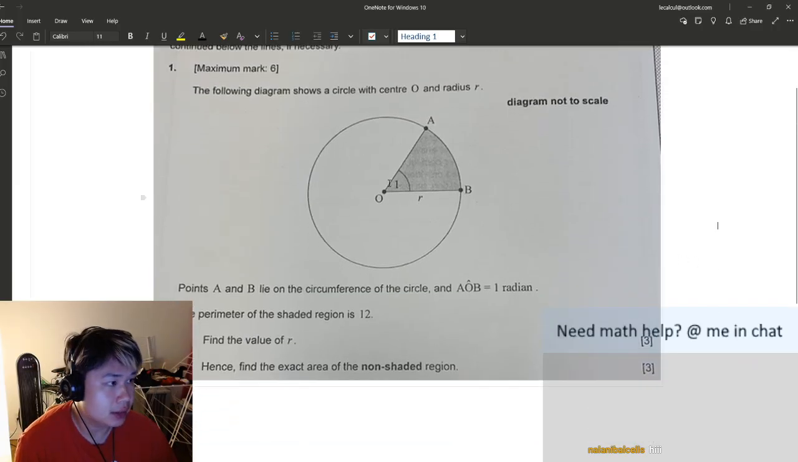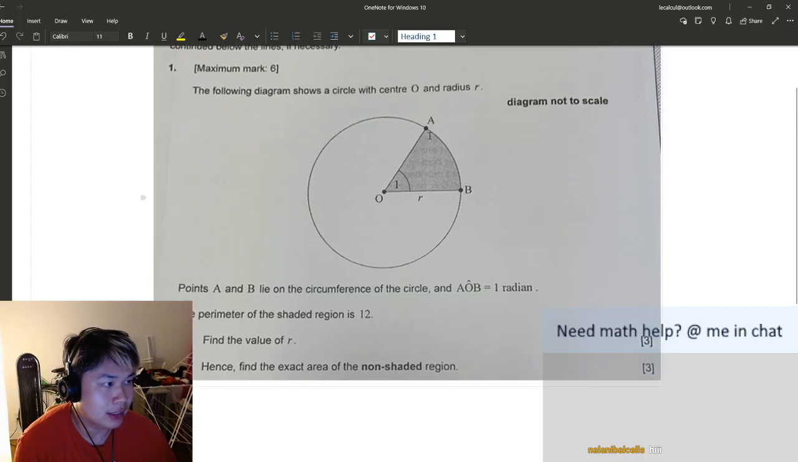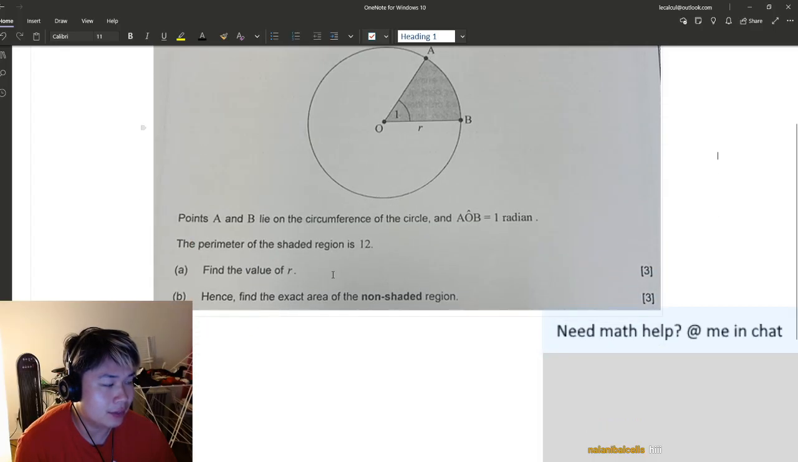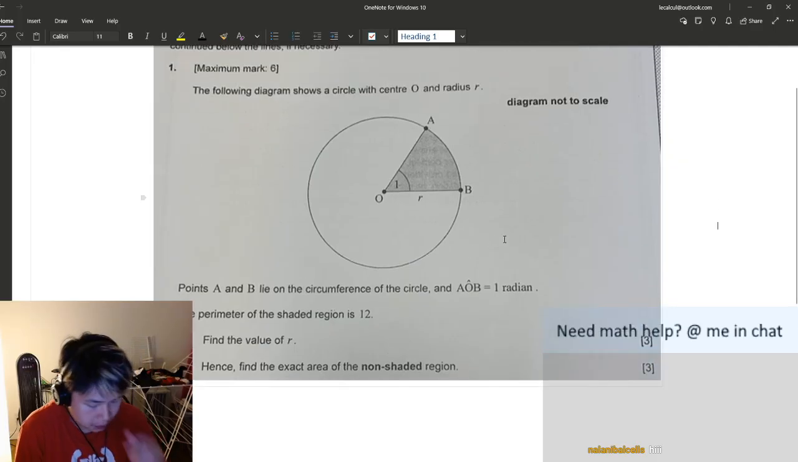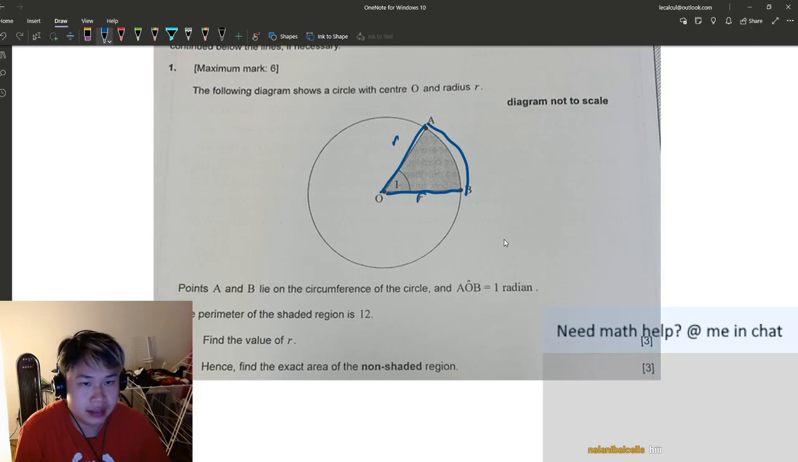We got a circle. It has radius r. This is 1 radian. The perimeter of the shaded region is 12. So this thing is 12. Find the value of r. So the perimeter is this thing, plus this thing, plus this thing. And I know that both of these are radii. So currently, the perimeter, which is 12, is made up of 2 radii plus the arc length.